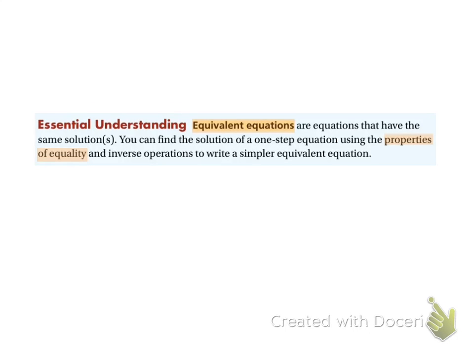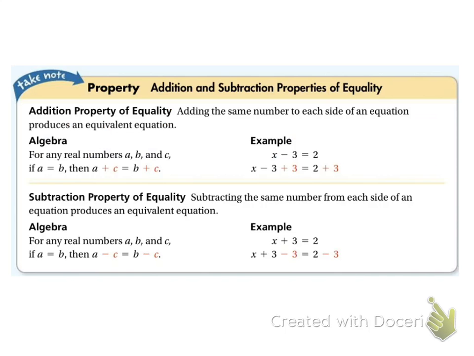Okay, this is 2.1 of algebra. Equivalent equations are equations that have the same solutions. So you don't need to write this down, but the addition property of equality just says that we're allowed to add 3 to the left side if I add 3 to the right side.